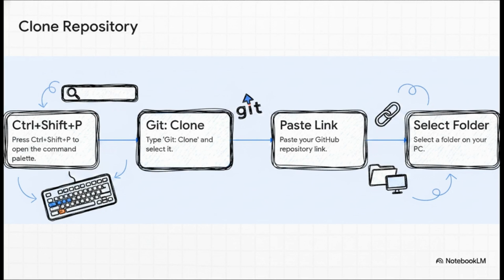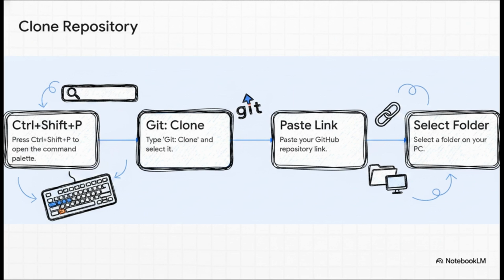Here is the magic 30-second trick to doing it the right way. Inside VS Code, simply press Ctrl-Shift-P on your keyboard. That opens up your command palette, which is basically a magical little search bar for actions. Type in git clone, paste the link to your GitHub repository, and just select the folder on your PC to save it in. And that's it. You now have a local, perfectly synced copy of your code.